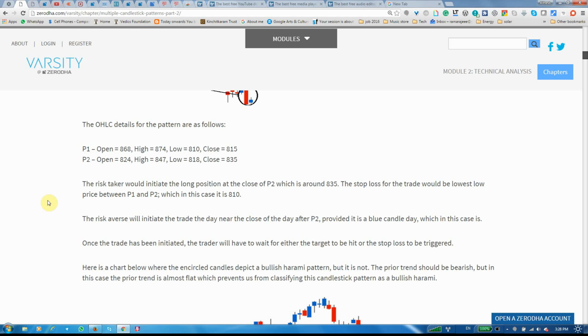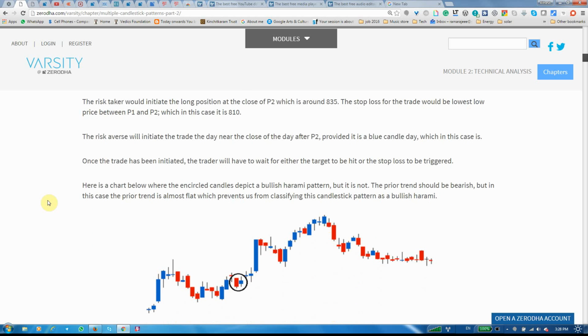The risk-averse will initiate the trade near the close of the day after P2, provided it is a blue candle day, which in this case it is. Once the trade has been initiated, the trader will have to wait for either the target to be hit or the stop loss to be triggered.